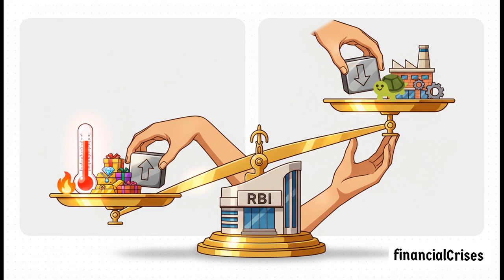So if inflation is high, what do they do? They increase the repo rate. That makes borrowing more expensive, which slows down spending and helps cool down the hot economy. But on the other side, if the economy is slow and sluggish, they can't just keep rates high, so they do the opposite. They decrease the repo rate. This makes borrowing cheaper, and it encourages all of us to borrow and spend more, which gives the economy a much-needed boost. It's this constant push and pull between fighting inflation and stimulating growth.